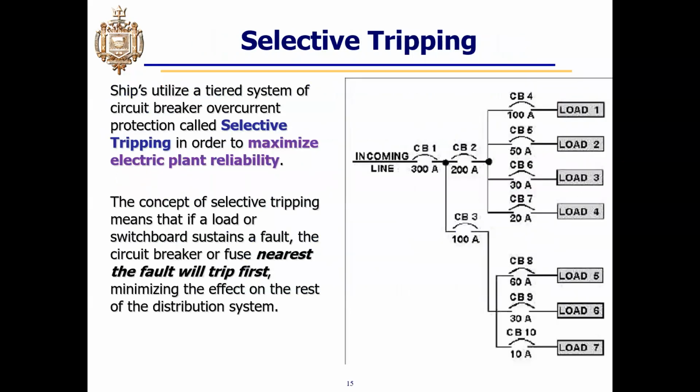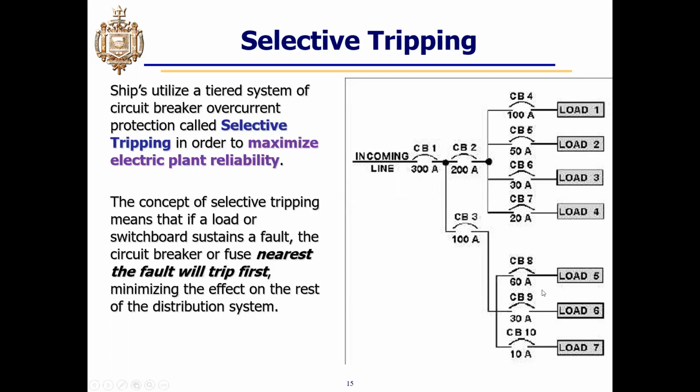Now, electric plants also employ a scheme called selective tripping for overcurrent protection. What is this selective tripping? What does that mean? Selective tripping means that it's the selection of overcurrent trip characteristics such that the circuit breaker or fuse that is nearest the fault will trip first. And this minimizes the effect on the rest of the electrical distribution system.